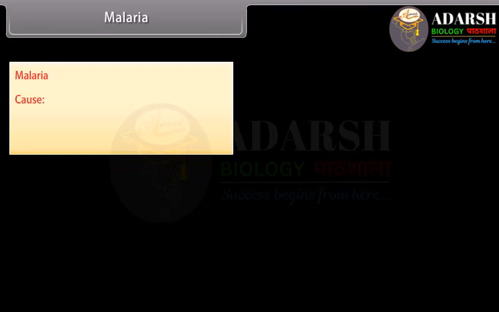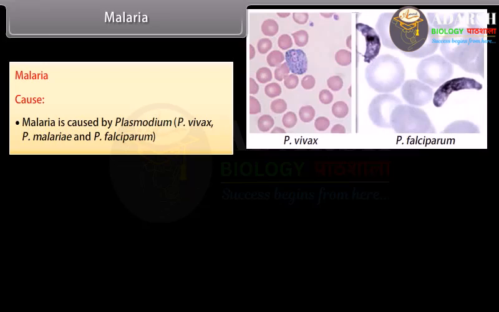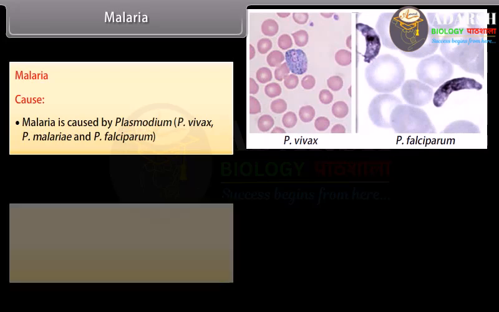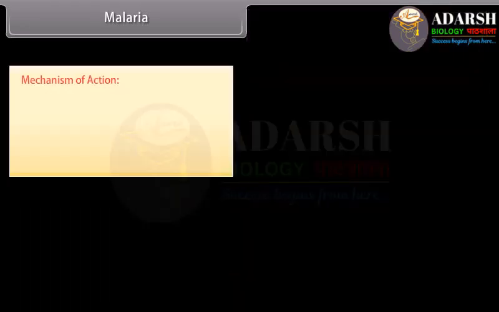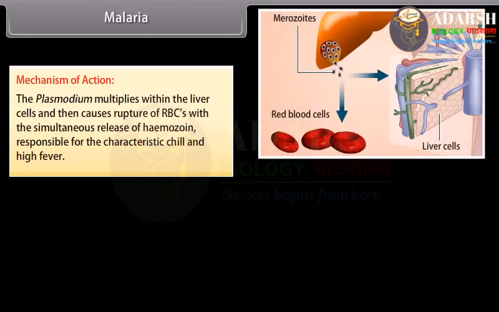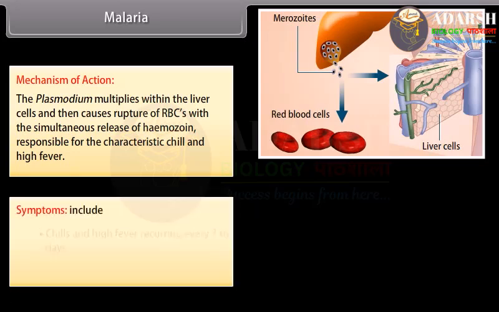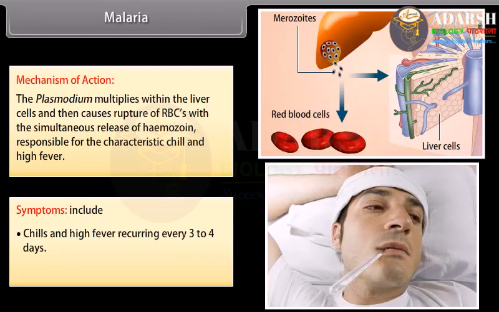Malaria. Cause. Malaria is caused by Plasmodium, P. vivax, P. malariae and P. falciparum. Mode of transmission. The Plasmodium is transmitted through the bite of the infected female Anopheles mosquito. Mechanism of action. The Plasmodium multiplies within the liver cells and then causes rupture of RBCs with the simultaneous release of hemozoin, responsible for the characteristic chill and high fever. Symptoms include chills and high fever recurring every 3 to 4 days, fatigue.